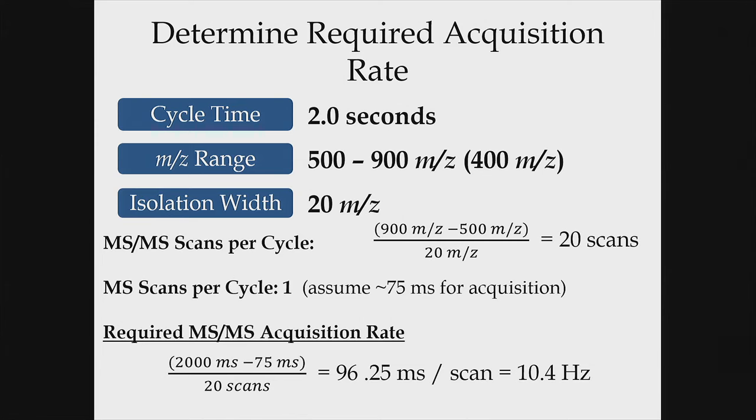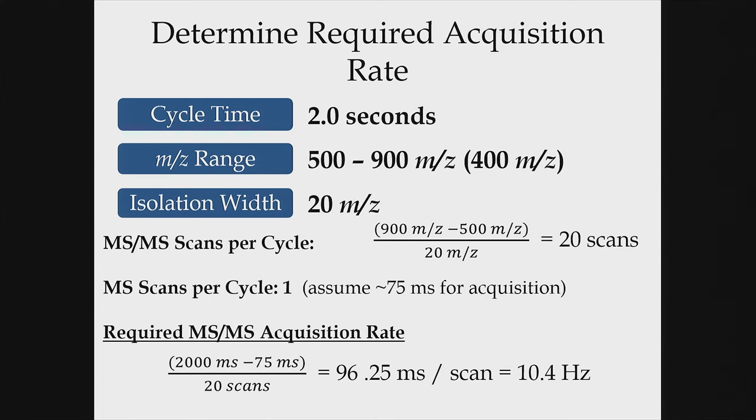So if we assume 1 MS per cycle, that's 75 milliseconds roughly. The speed at which we need to acquire MSMS spectra: we have 2,000 milliseconds for our cycle, and then I remove the 75 milliseconds we're going to use for an MS1 and divide that by 20, which means we have 96.25 milliseconds per scan, and we need to scan at 10.4 hertz.